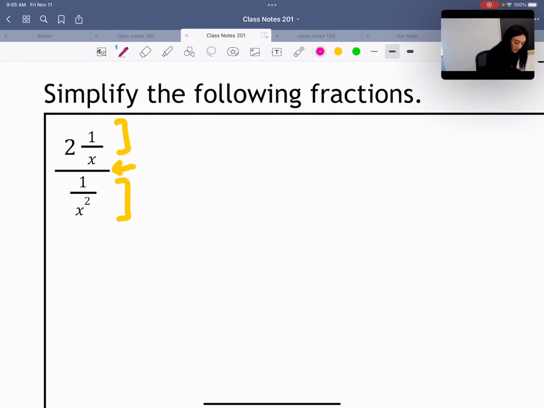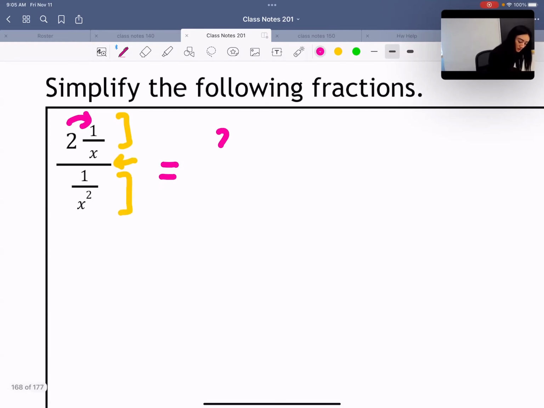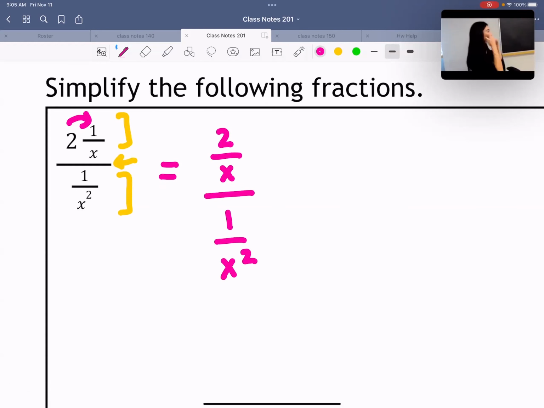If you don't see that yet, multiplying the 2 in here will give me 2 over x, over 1 over x squared. Once we're here, it's very systematic what we can do. I know some of you can do this in your head, and that's fine. But what I have here is one big fraction over another big fraction. This is something we can work with.